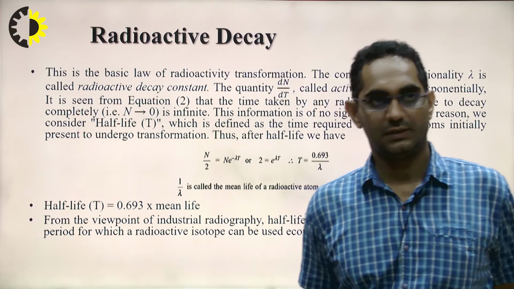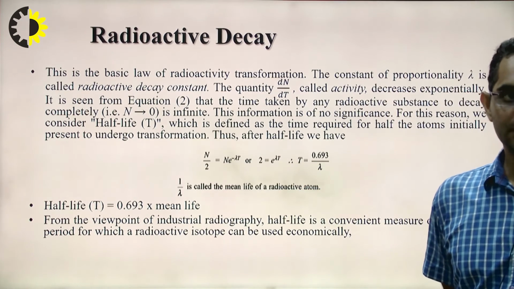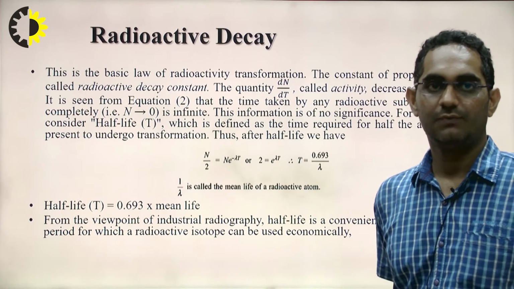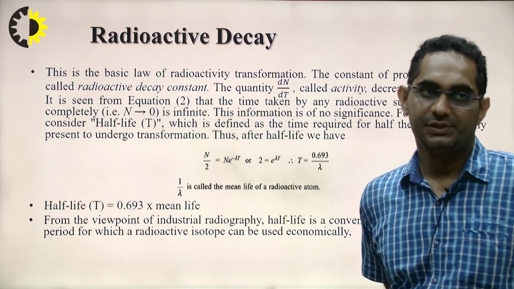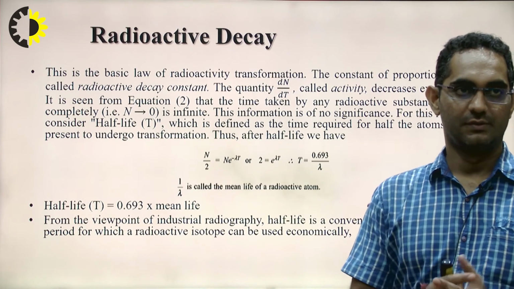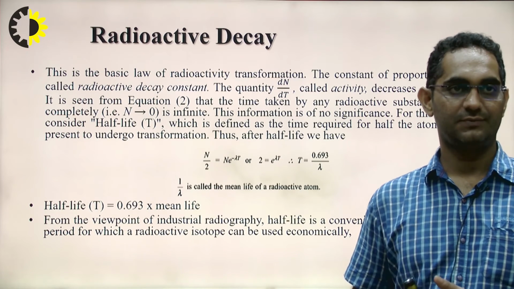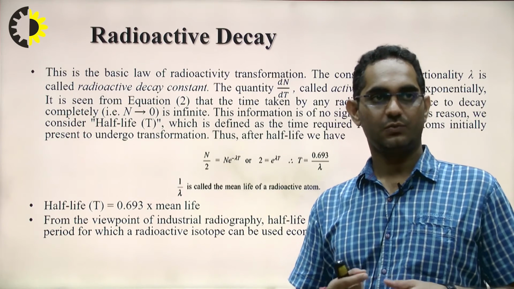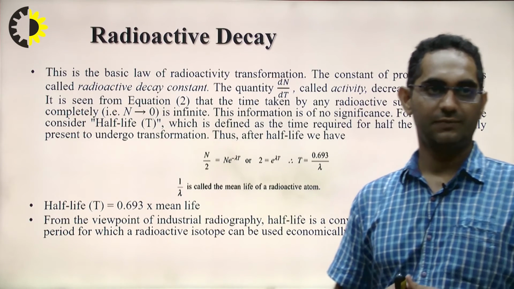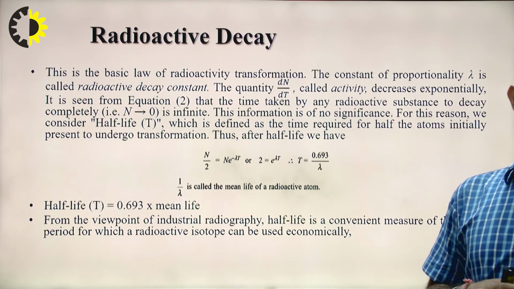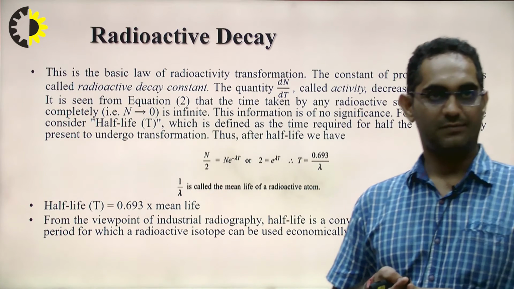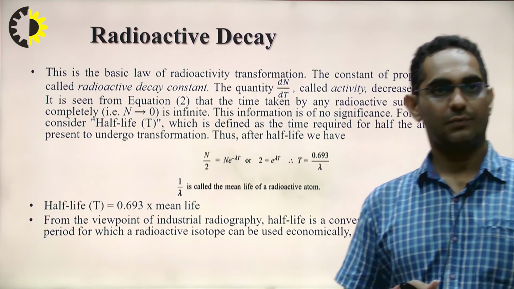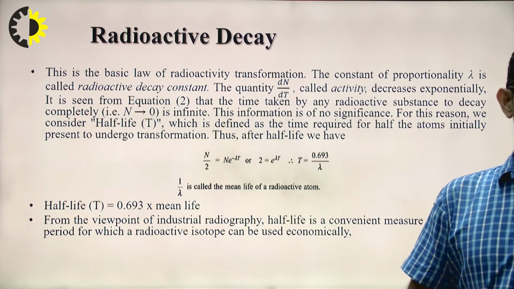For this reason, we consider the half-life, which is defined as the time required for half the atoms initially present to undergo transformation. Thus, after the half-life, N by 2 is equal to N into e raised to power minus lambda t, or 2 is equal to e raised to power lambda t. Therefore, T is equal to 0.693 over lambda.